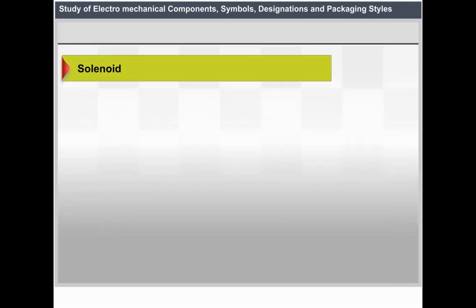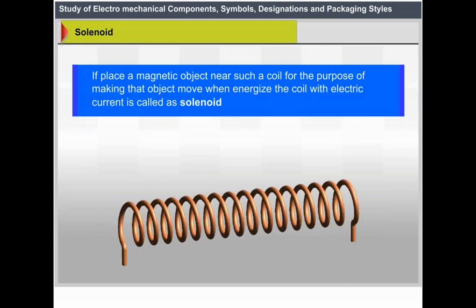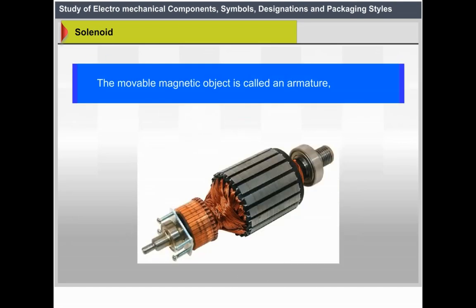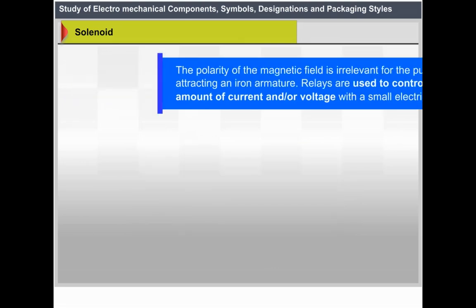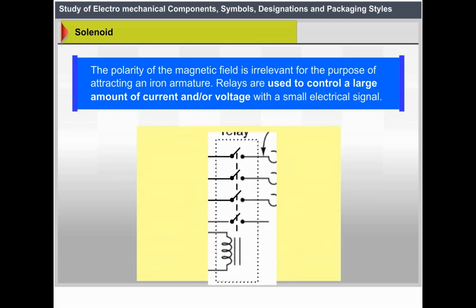A solenoid. If we place a magnetic object near such a coil for the purpose of making that object move, when we energize the coil with electric current, it is called a solenoid. The movable magnetic object is called an armature. Armatures can be moved with either direct current (DC) or alternating current (AC) energizing the coil. The polarity of the magnetic field is irrelevant for the purpose of attracting an iron armature.